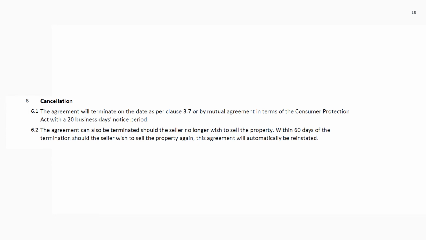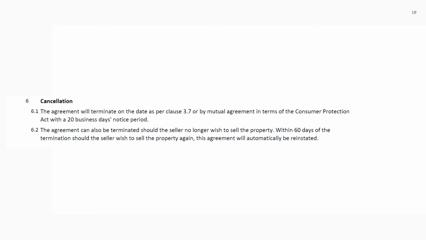Section 6 caters for the cancellation of this agreement. Should it be felt in terms of clause 6.1 we are not meeting the obligations of this agreement, we have specifically included the protection of the Consumer Protection Act within that, allowing a 20 days cancellation notice. 6.2 deals with whether you would like to remove the property off the market. This can be immediately cancelled in that case. We have also included a 60-day period of termination in which the property can be reinstated in terms of this agreement.